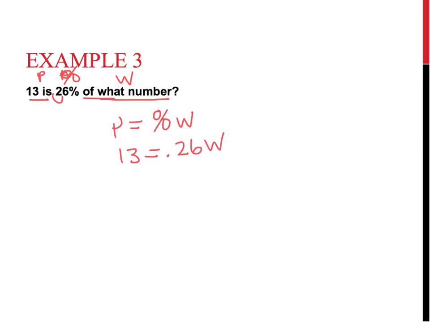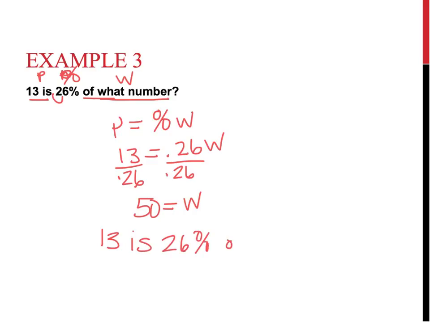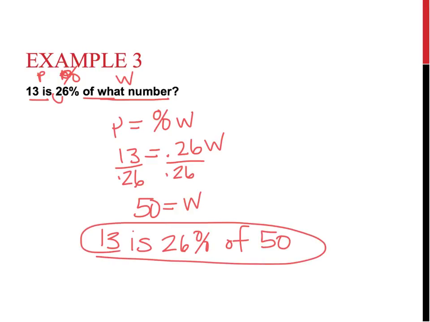0.26 W because we don't know our W. So now we're going to divide by 0.26, and using our calculator, we get 50 is equal to W. So we can say 13 is 26% of 50. And there's your final answer.